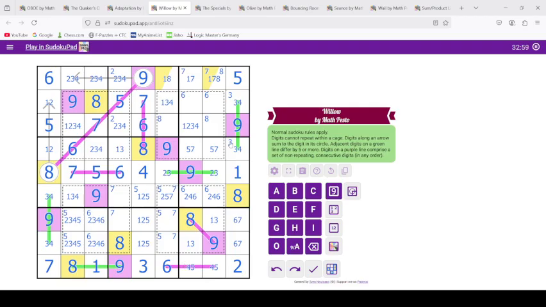I am so stuck on this puzzle. What am I missing? It has to be some sort of weird Sudoku. If this is a 1, then one of those is a 1. One, 2.